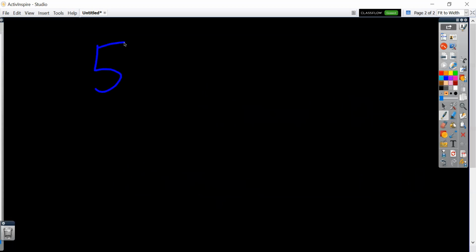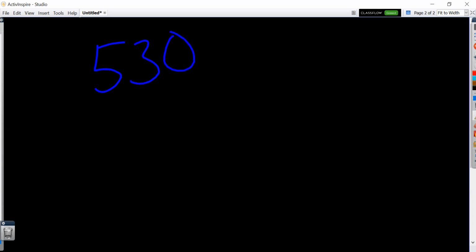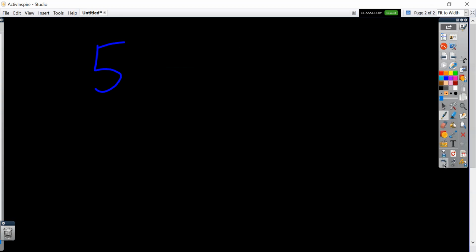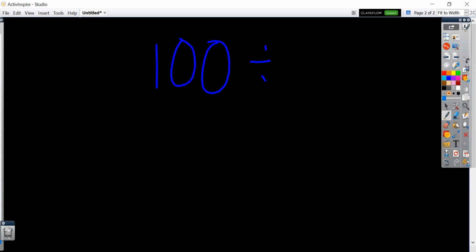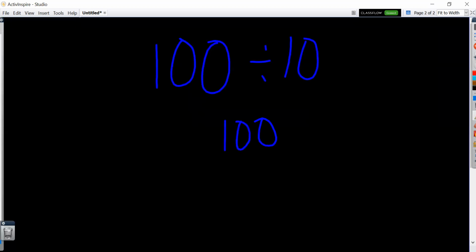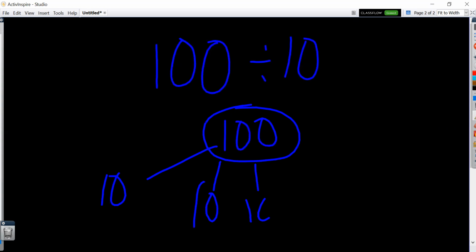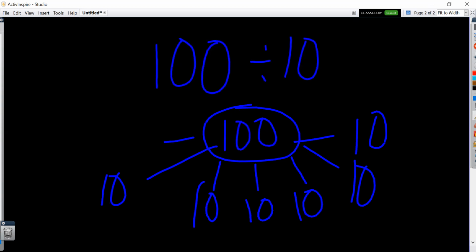So I'm going to start with a simple one. We're going to do 530. And if I was to divide, actually, let me start, we'll come back to 530. If I was to divide 100 divided by 10, right? We know that 100 would go into 10 different groups. So 1, 2, 3, 4, 5, 6, 7, 8, 9. We know 100 is 10 tens.